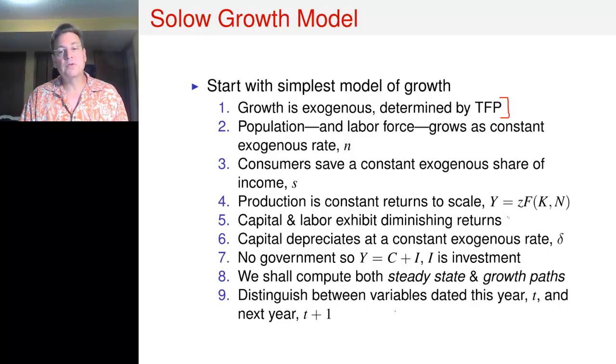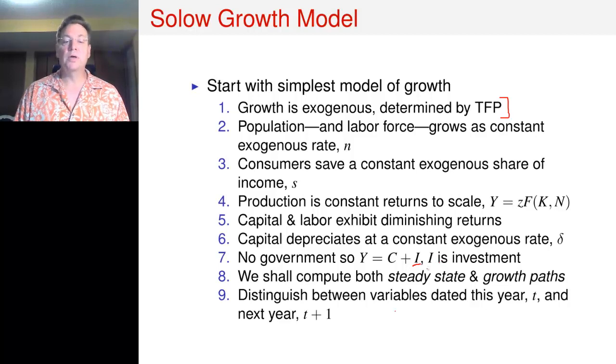Capital depreciates at a constant rate of delta. And that's just because machines get old, machines wear out, and what we are assuming, to make things nice and simple, is that they just wear out at this constant rate. There's no government, so whereas before we had that Y equals C plus G, now we have Y equals C plus investment. And remember that investment is purchases of new capital goods.